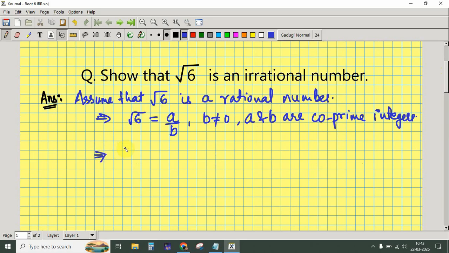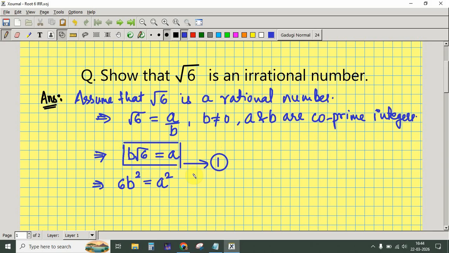Now I can write this as b root 6 equals a. Let's mark this equation as equation number 1. Now squaring it, we get 6 times b square equals a square. So I have squared equation 1.